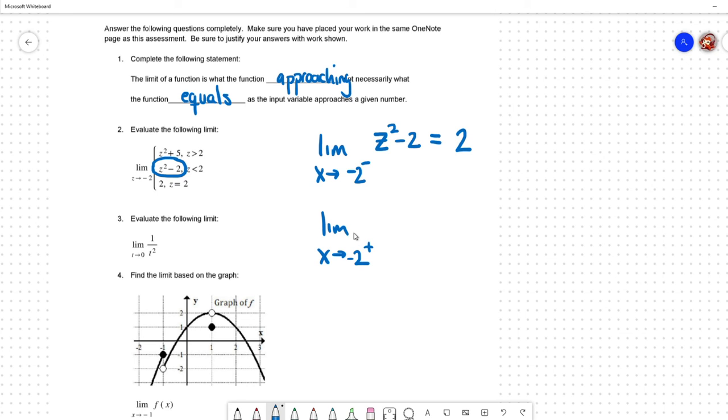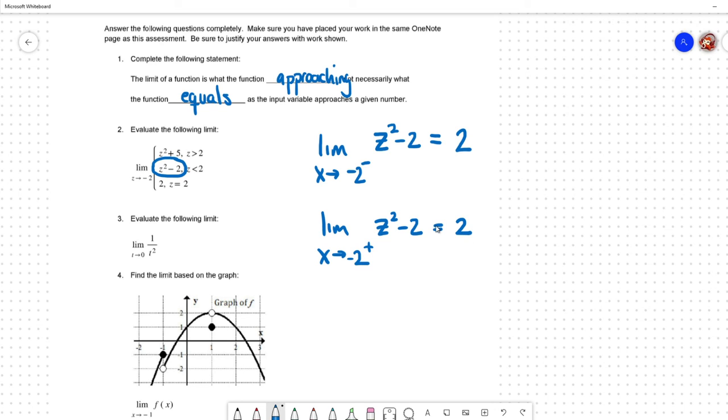All right, what happens when I come from the right? Numbers bigger than -2. But remember, we're still around -2, but we're just bigger than -2. So again, that's going to be this same function. It's not going to change because we're in that part of the piecewise function. So again, the answer is going to be 2.